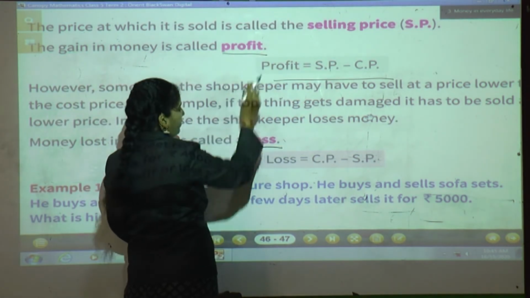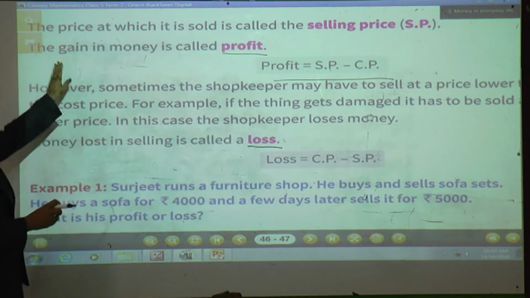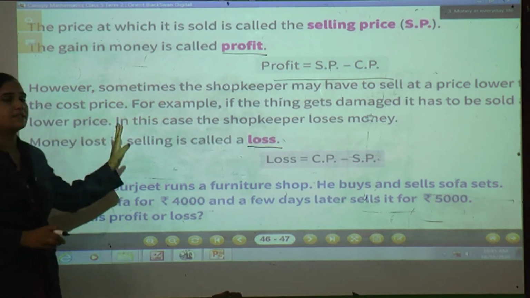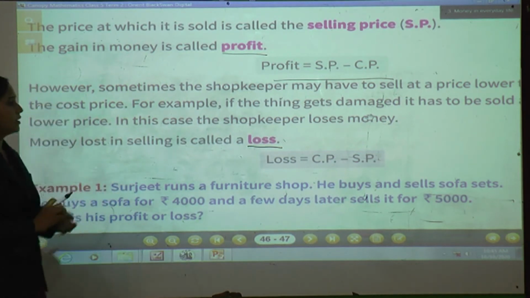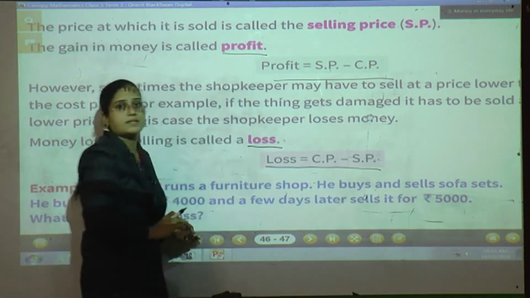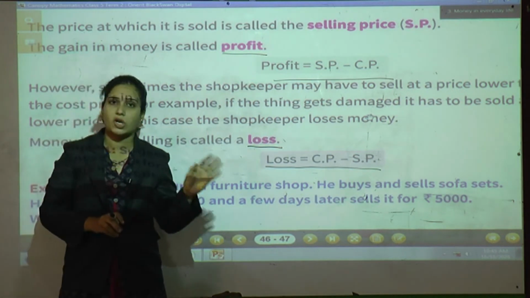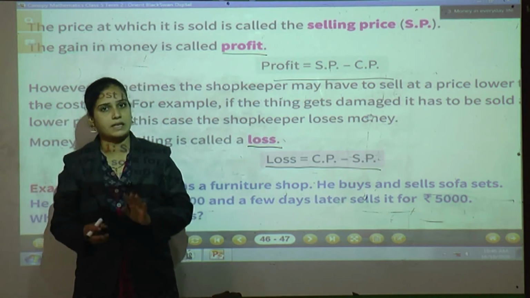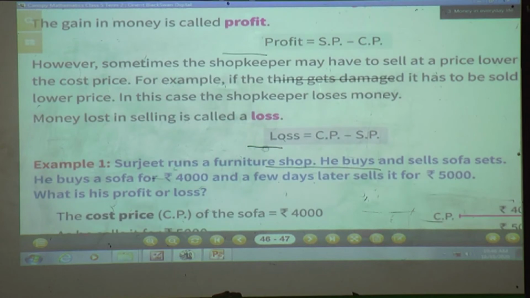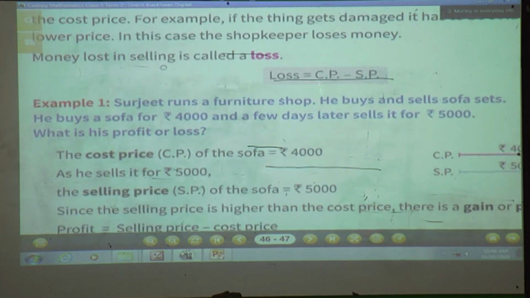Here is a profit and here is a loss. So students, the gain in money is called profit and the money lost in selling is called loss. Now the formula of loss is equal to CP minus SP. CP means cost price and SP means selling price. Be careful while reading the example and use the formula for solving the examples. So we will see the first example.